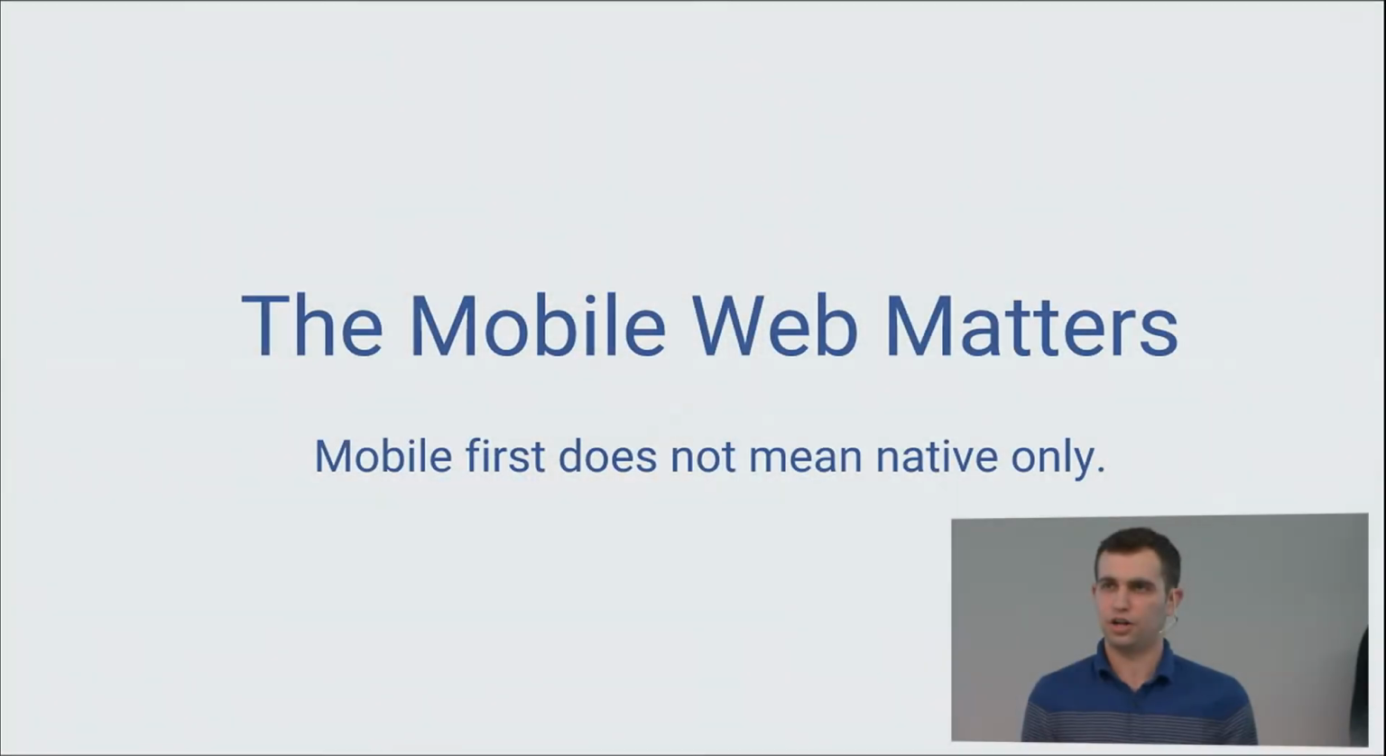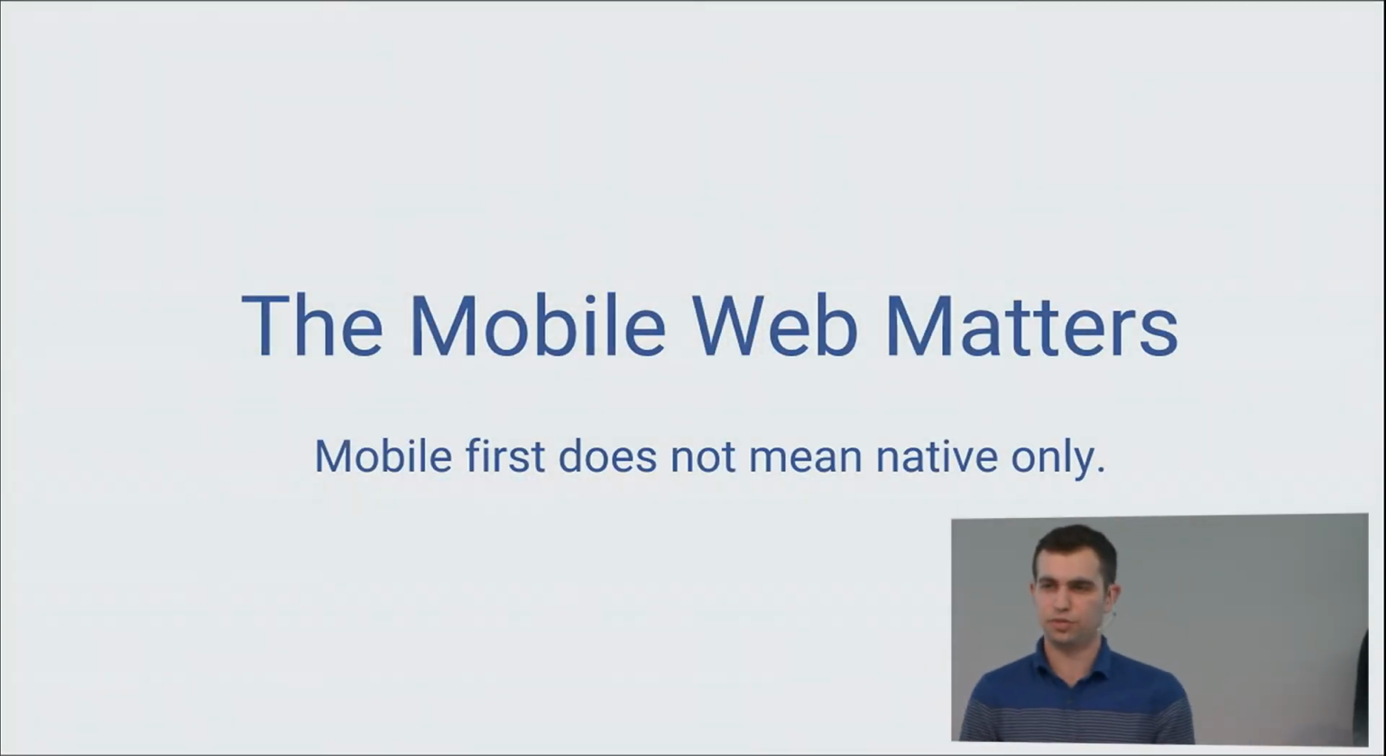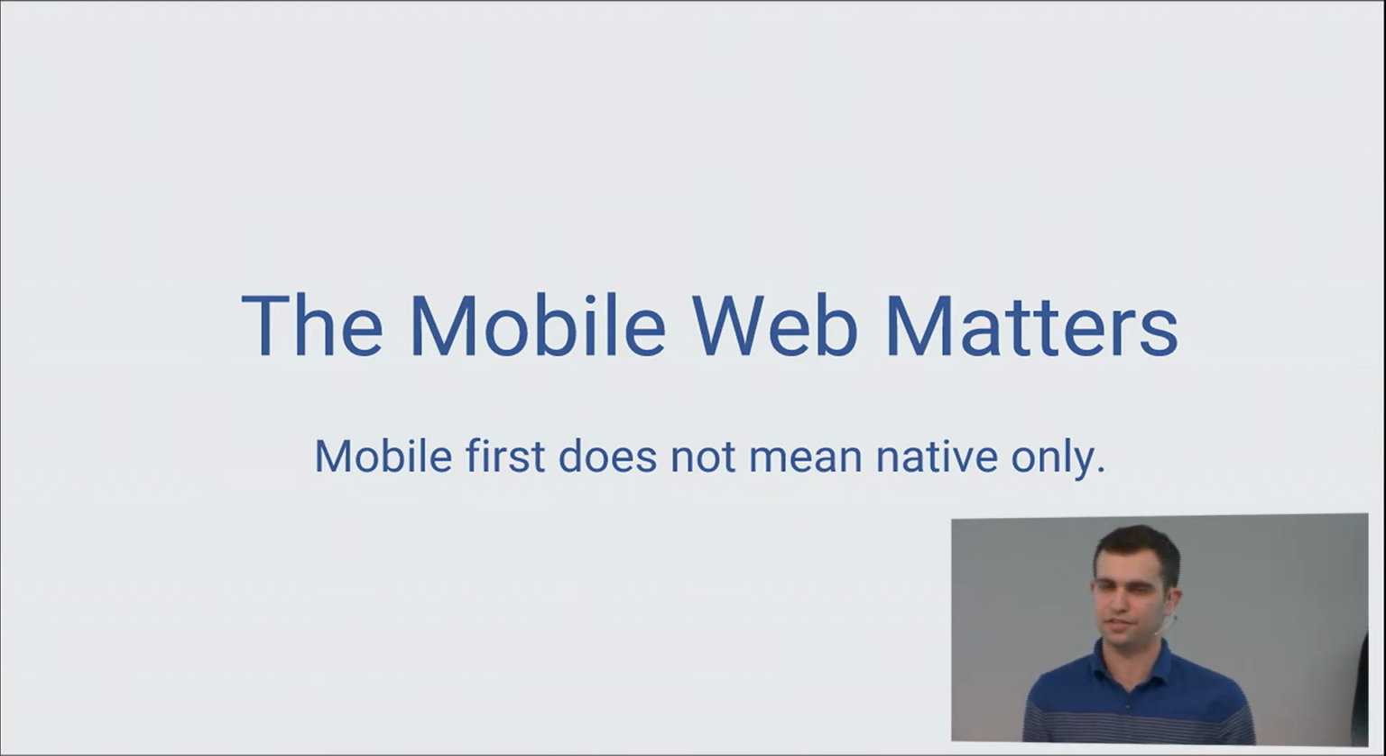So for Facebook, why would we care about web push? Well, in general, Facebook cares about the web. As a mobile-first company, the web matters. The mobile web is a key part of our overall mobile strategy. When we say that we're mobile-first, that doesn't mean native only. Mobile-first means mobile web as well as native. Both platforms kind of go hand in hand.